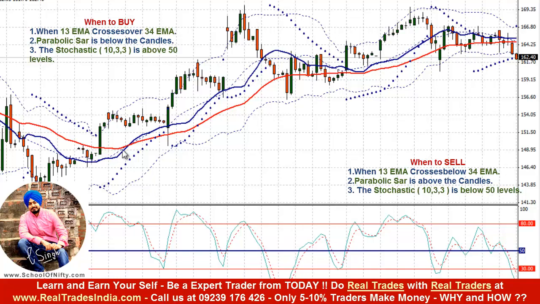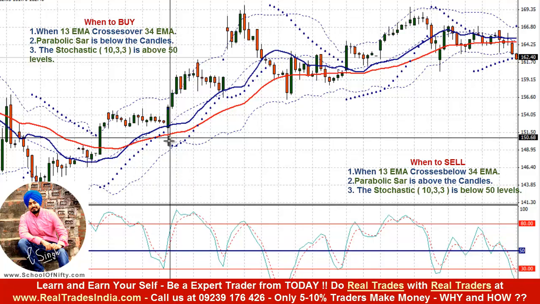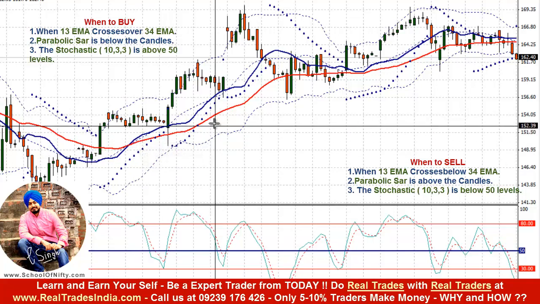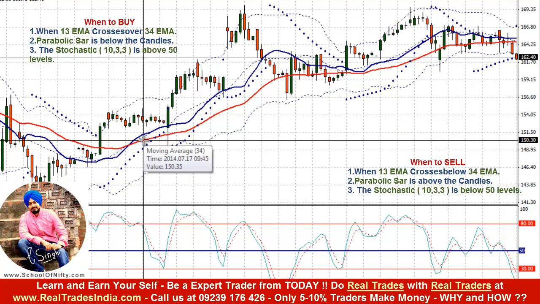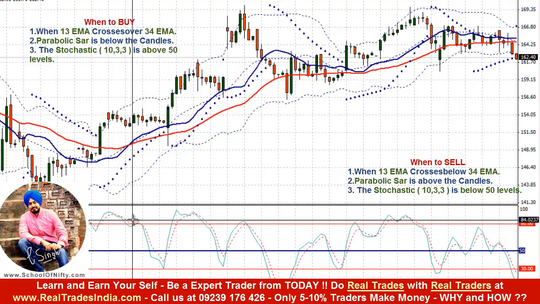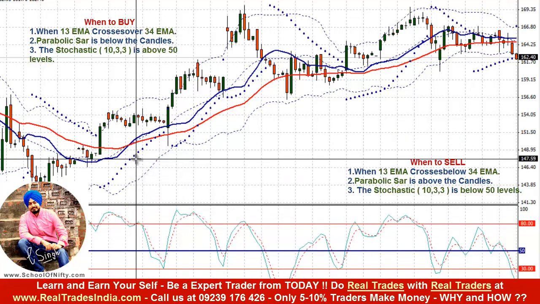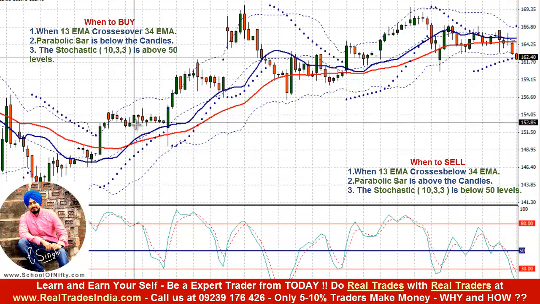So I repeat it again: the 13 moving average should cross over the 34 moving average, which is an EMA, exponential moving average, and the parabolic SAR should be below the candles, and the stochastic should be above the 50 region. If I look over here, the 13 moving average is crossing over the 34 moving average, the stochastic is at 50, and the parabolic SAR is below the candles, so I buy at this region.